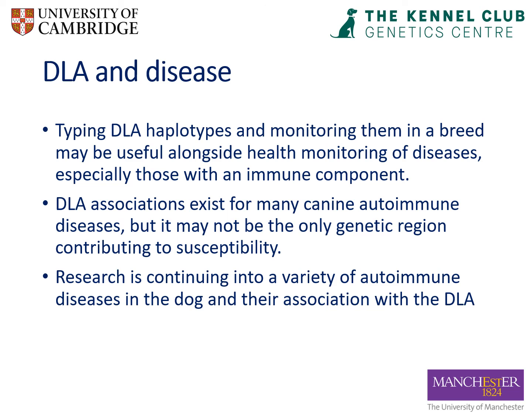We know that DLA associations have been found to exist for many canine diseases, but it might not be the only genetic region contributing to susceptibility, and we're starting to find other regions of the genome, along with the DLA, that could be involved in these diseases. And this probably varies between breeds, so it's difficult to compare two breeds directly. One allele could be a disease susceptibility allele in one breed and not in another, for example, because of other variants in the genome playing a part.